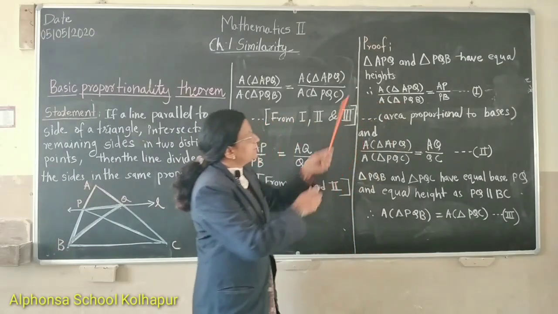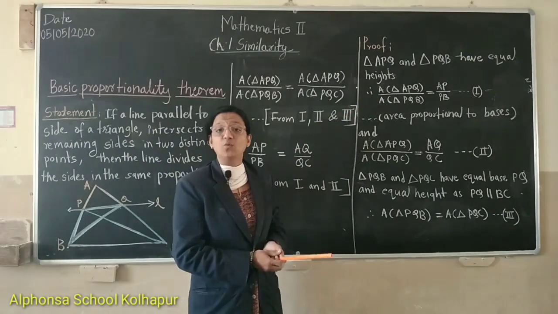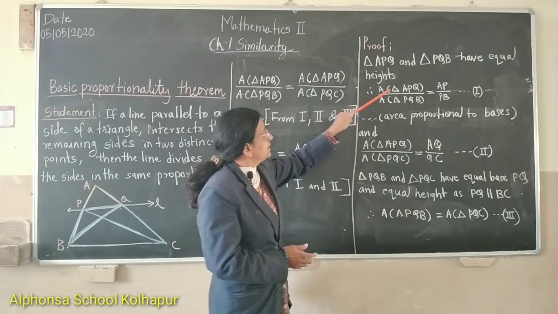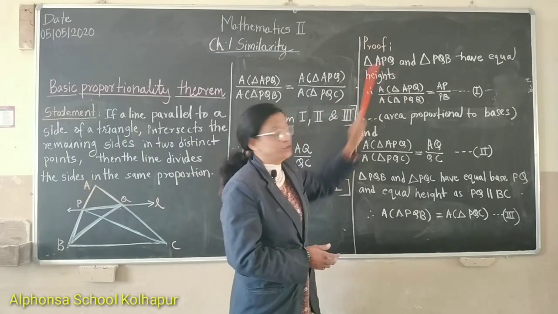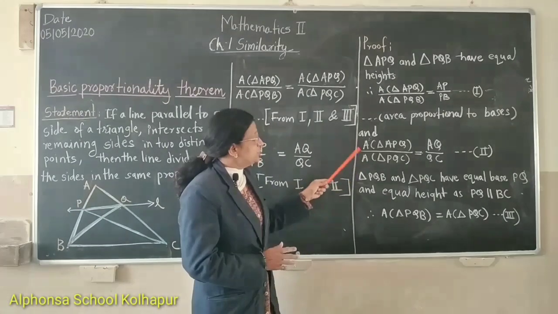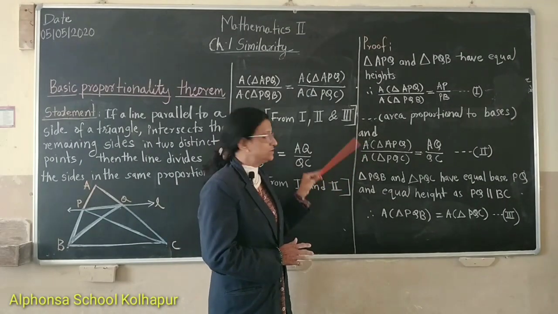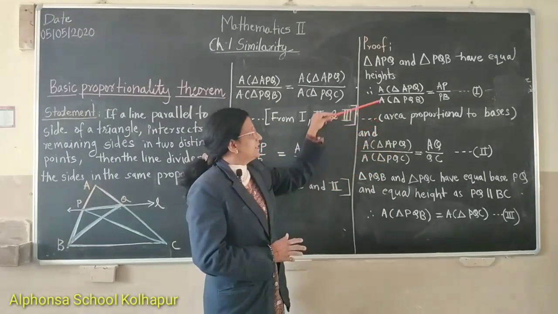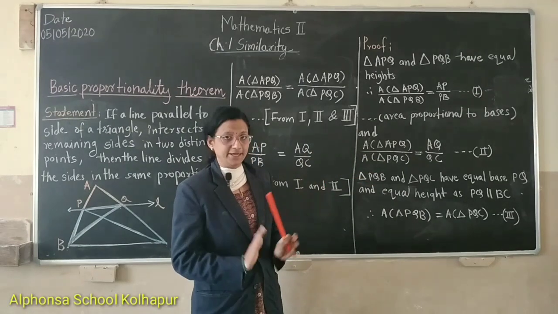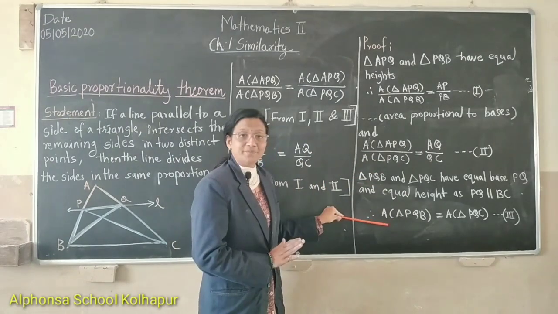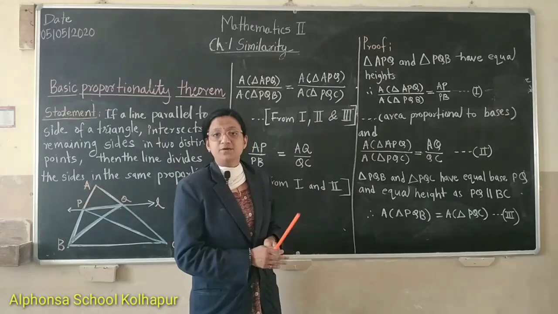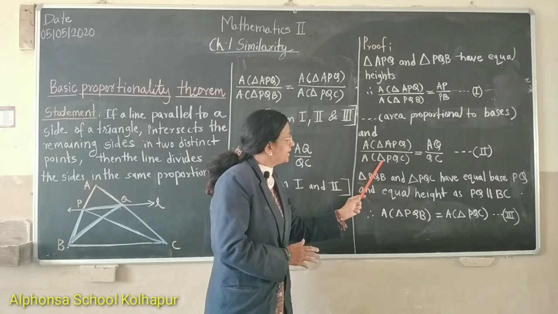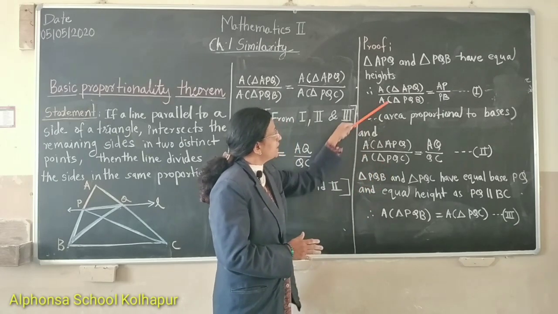Now consider equation 1 and equation 2 once again. In the numerator of the left hand side, we have triangle APQ, and in the numerator of the second statement also we have area of triangle APQ. Means the numerators of both the left hand sides are equal. And just now from this third statement we proved that area of triangle PQB and area of triangle PQC, they both are equal.